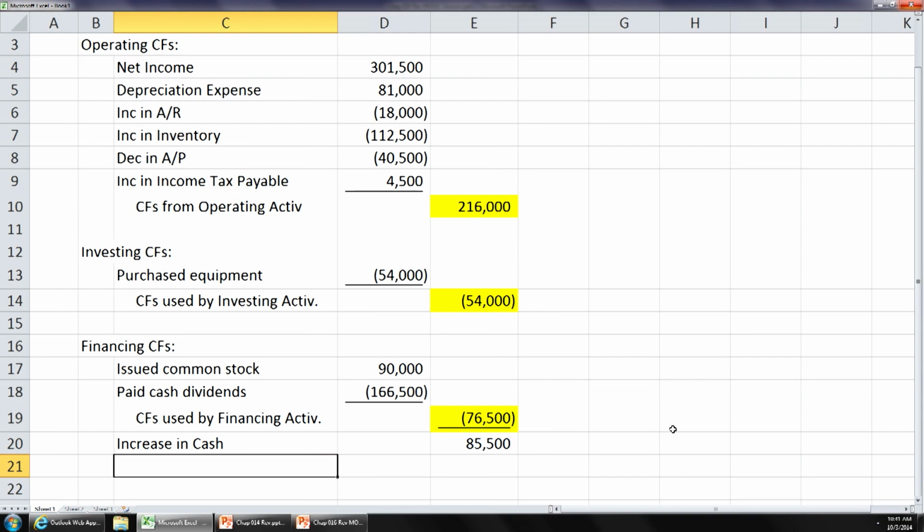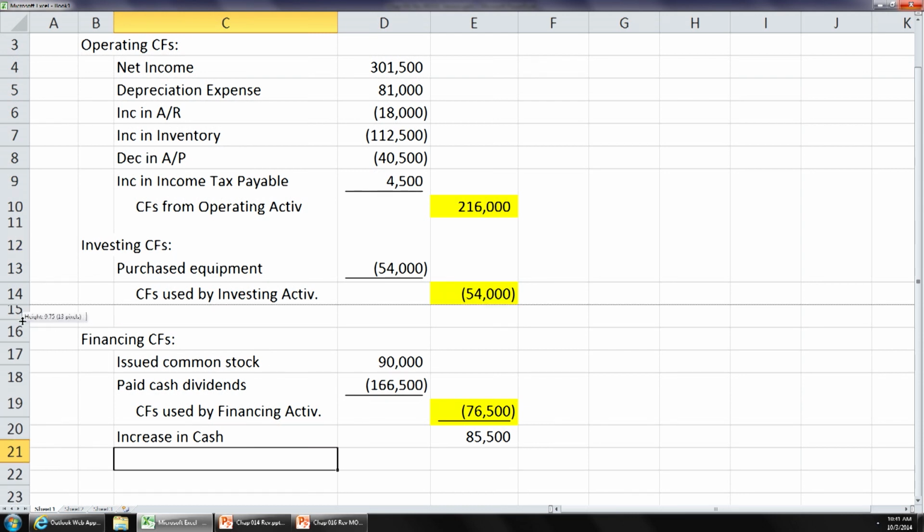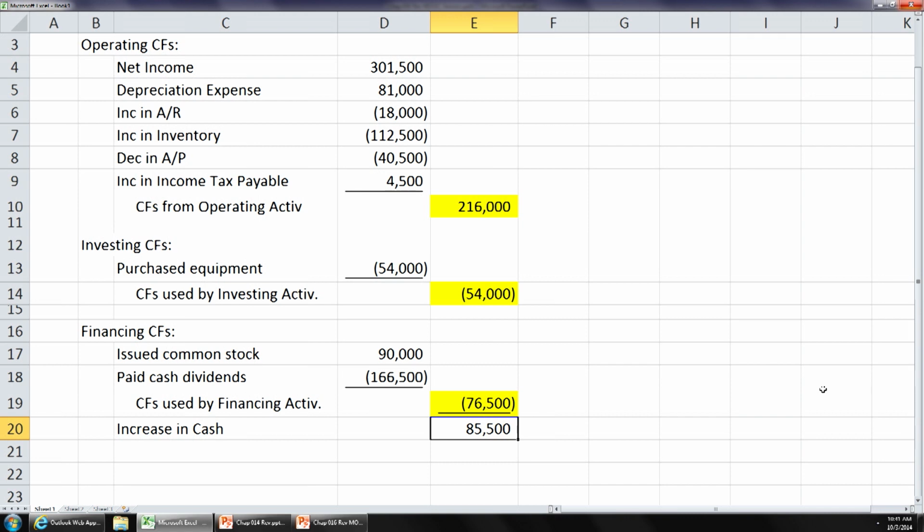Okay. Now, here's my question. This is where it gets really good. Do we know if that number is in fact correct? When we add up those three numbers in gold, we get 85,500. And I say here, increase in cash. Do we know if that is in fact true? No. You said no. I'll give you one more guess. Yeah, we can. Yes. How do we? You just compare it to your cash. Where would we find the cash change? The balance sheet.